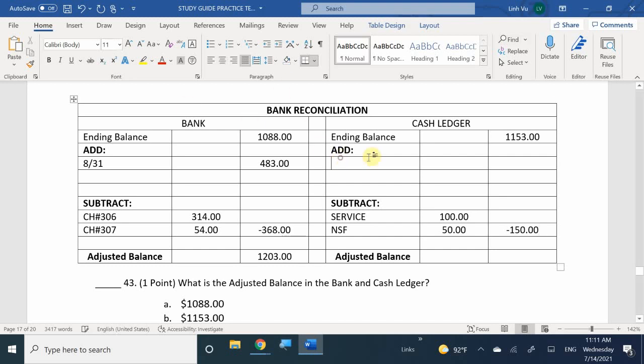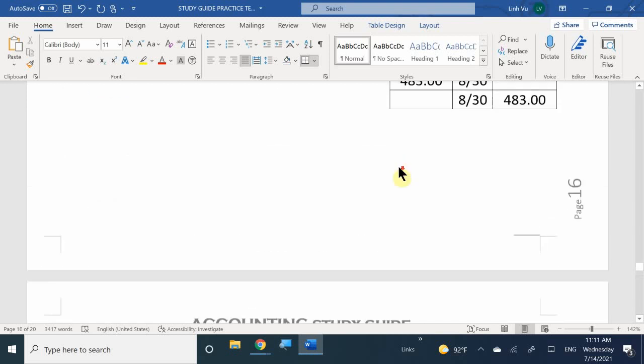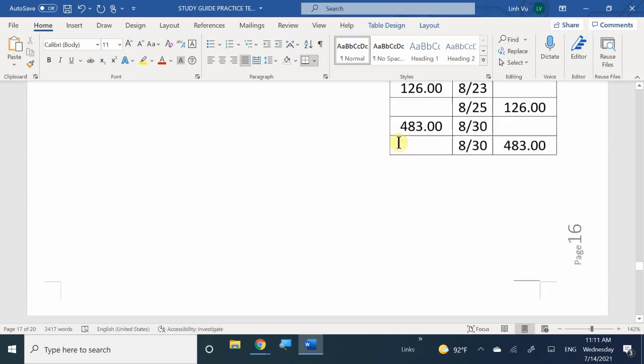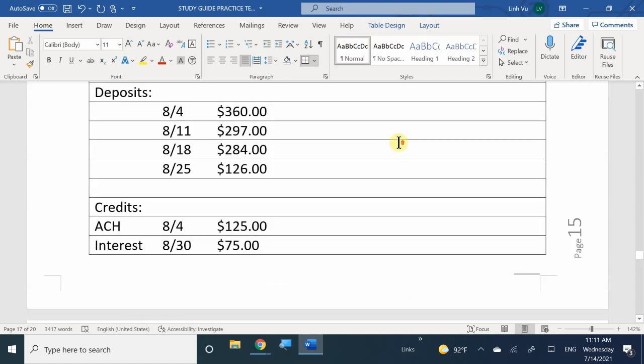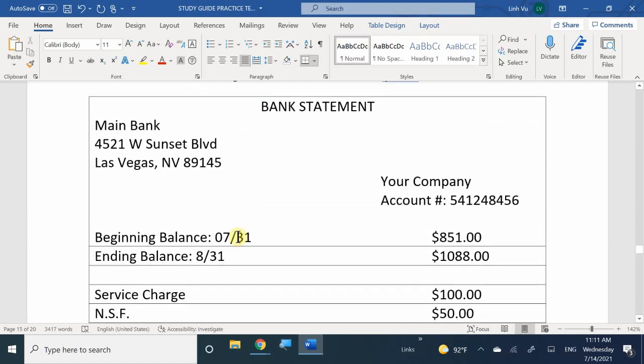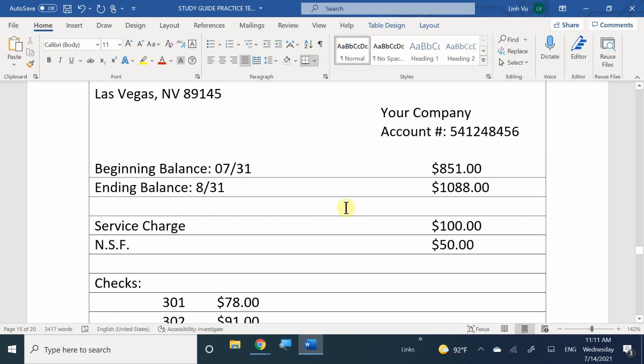Now, here are things that the bank can collect for you as well, but you don't know how much. Where did the $100 service fee come from? Your bank statement says right here that your service charge was $100, plus the NSF fee. What else did they charge? The service fee and the non-sufficient fund fee. Yes, that's the answer for the bottom section, the subtracting portion.